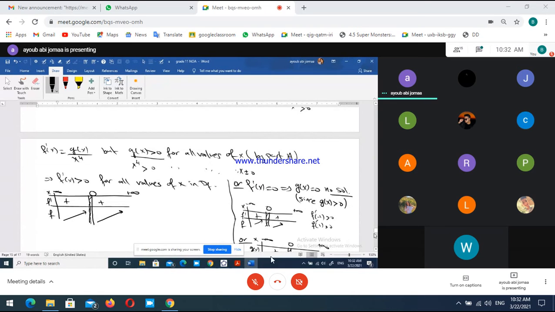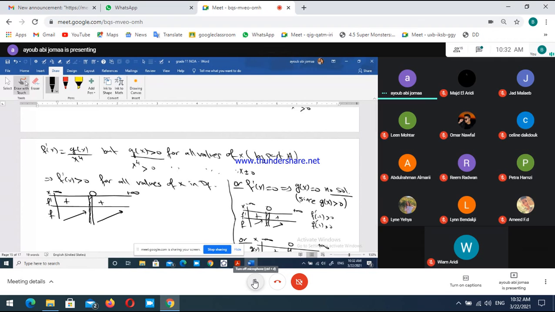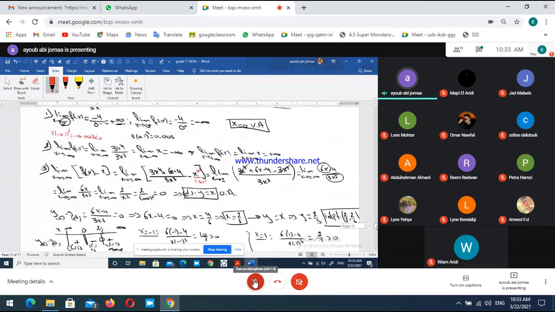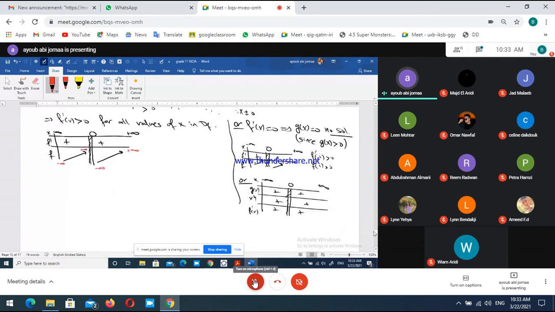Here the limits: the limit as x approaches negative infinity is negative infinity. At positive infinity the limit is positive infinity. Equivalent from parts 1 and 2: 0 minus is positive infinity, and 0 plus is negative infinity. Here we have an oblique asymptote at infinity, and here we have a vertical asymptote.